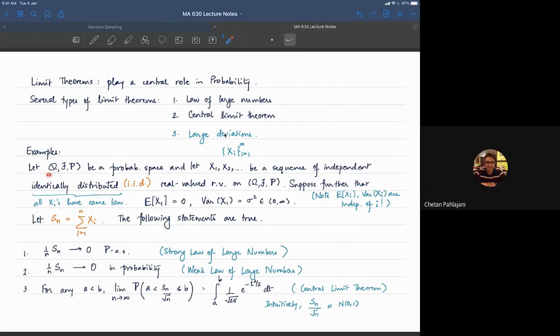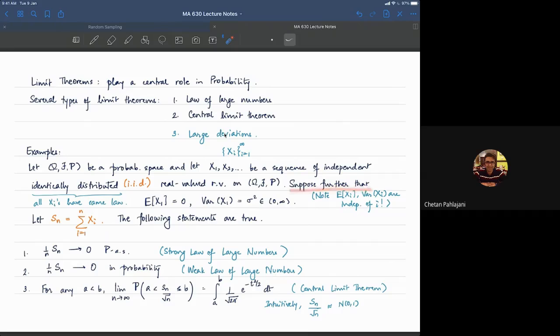So suppose I have (Omega, F, P), which is a probability space. And suppose I have X1, X2, and so on, a sequence of independent, identically distributed, real-valued random variables on Omega. Okay, so you know what independent means? It means that X_i does not give you any information about X_j. And identically distributed means they have the same CDF, or if you prefer, they have the same law.